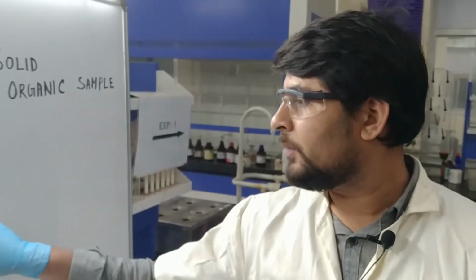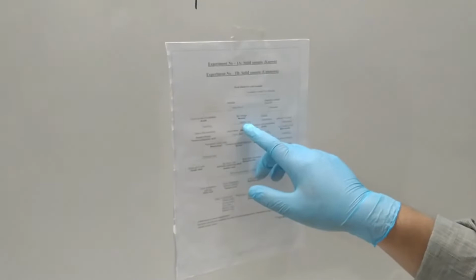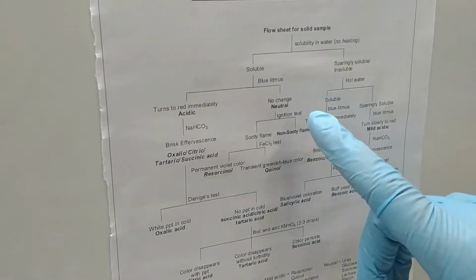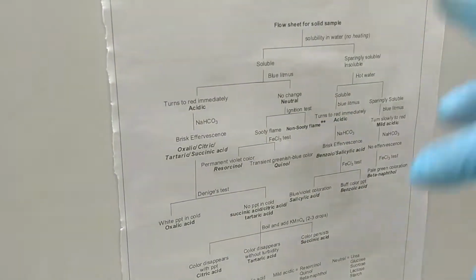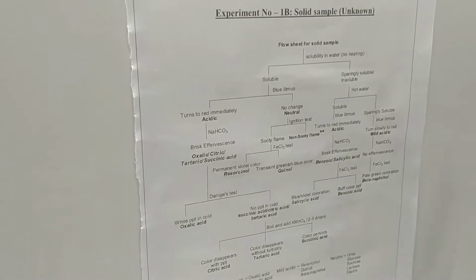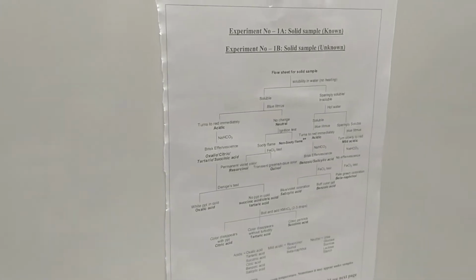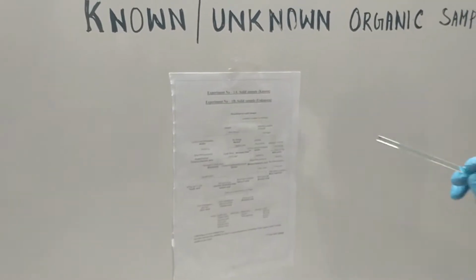So coming test is what? After blue litmus, ignition test is the coming test. So we have to do the ignition test. This is the flow chart, and this flow chart is clearly elaborated in another place that you can find in our experiment manual. Okay, so to do the ignition test, what we have to do?